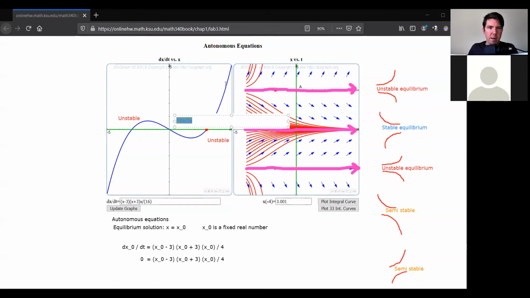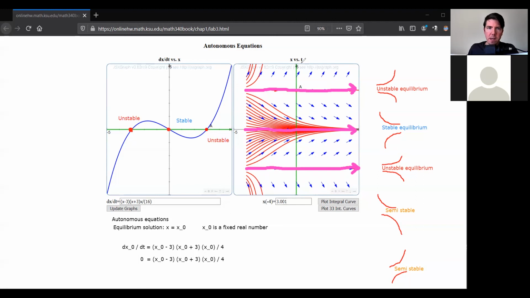But the question is, how do we do that if we don't necessarily have the graph on the right? That's sort of the question. If you had to block out the graph on the right and just look at the graph on the left, how could you tell, without seeing what the slopes actually are, if it's unstable, stable, or semistable just by looking at this graph on the left?